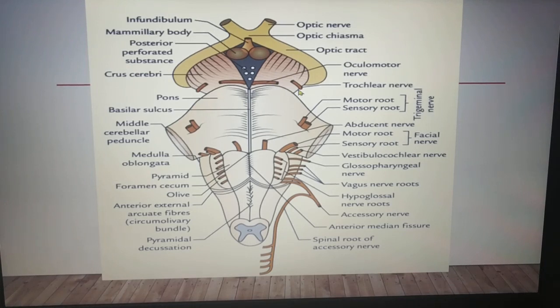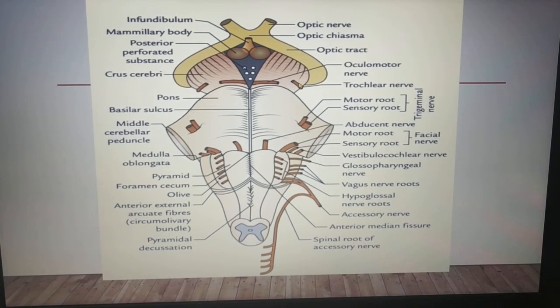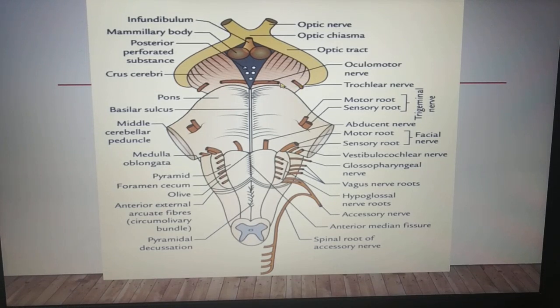An interesting feature is that the third and the fourth cranial nerves are located in between two arteries. Above, it is bounded by the posterior cerebral artery; below, it is bounded by the superior cerebellar artery. Both of these arteries are branches of the basilar artery.